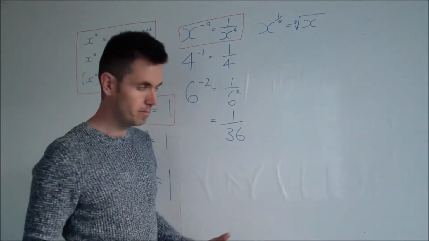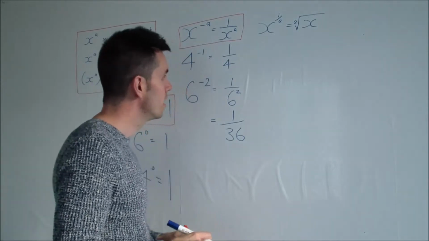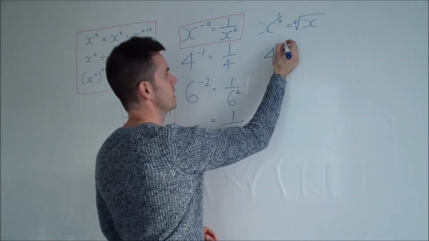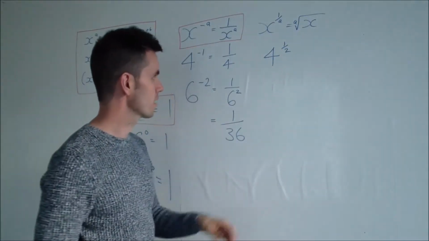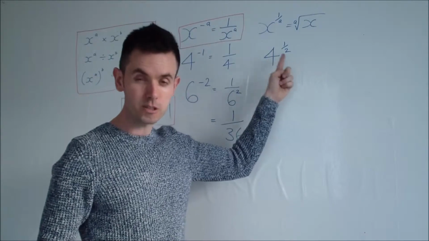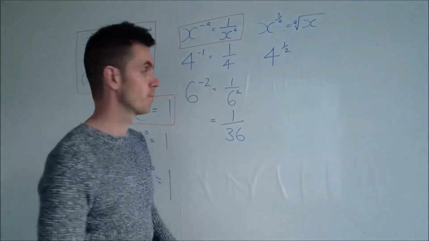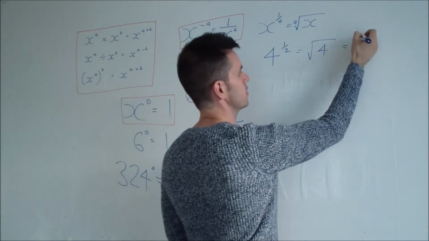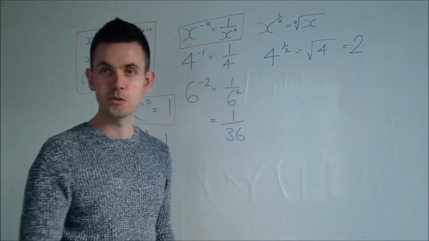So let's do some examples. Let's have a look at 4 raised to the power half. Okay, now because there's a 2 at the bottom of this fraction, we're going to take the square root of 4. The square root of 4 is 2, because 2 times 2 is 4.